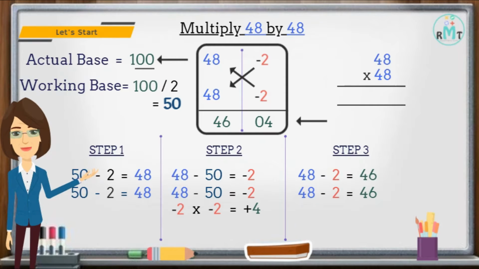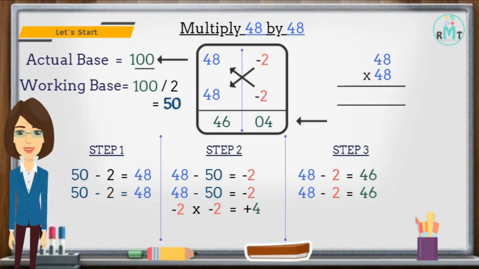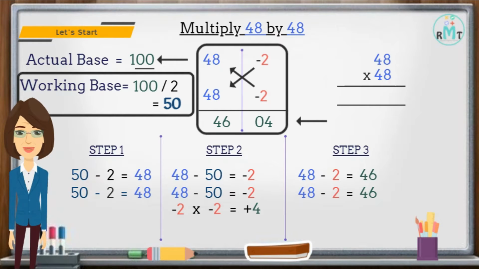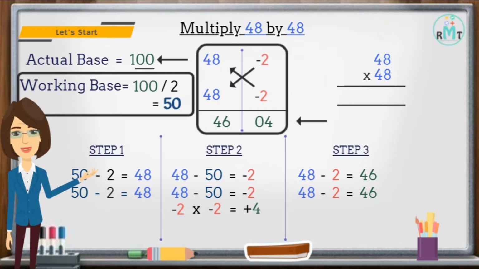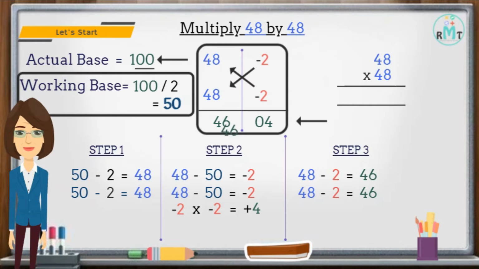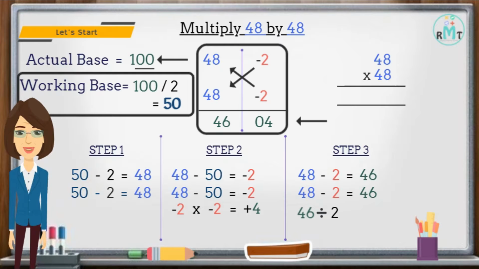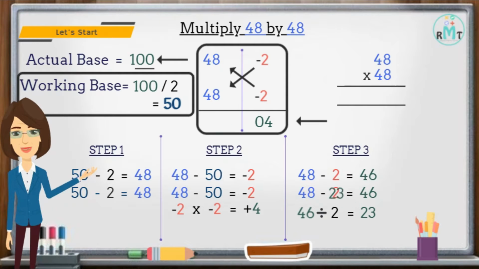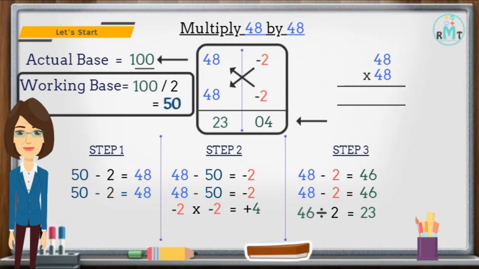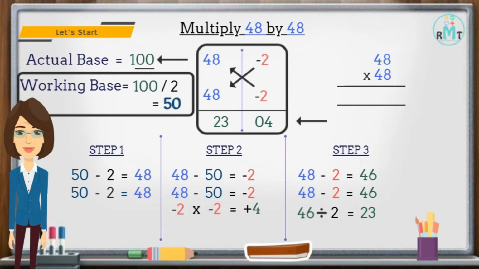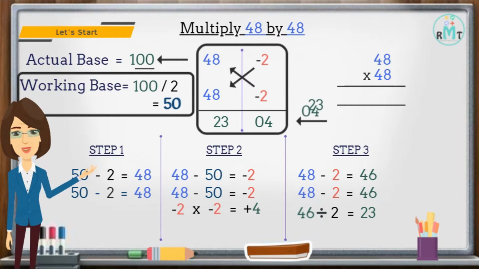Now, the working base is obtained by dividing 100 by 2. Then, we divide the left hand side digit, which is 46, by 2 and get 23 as the answer on the left hand side. So, the final answer is 2304.